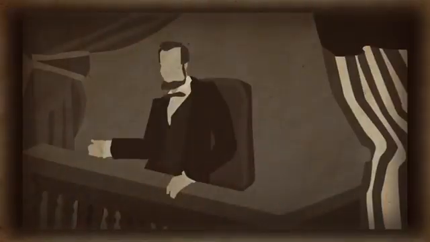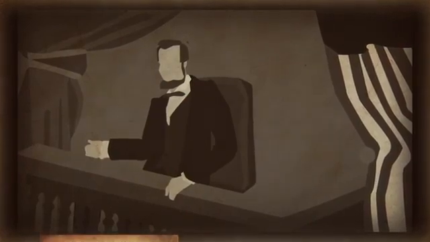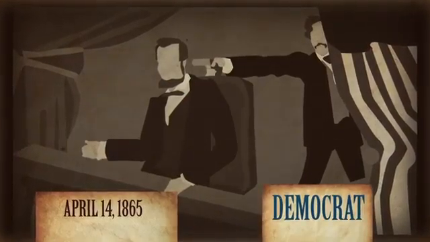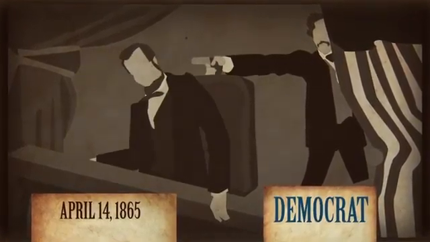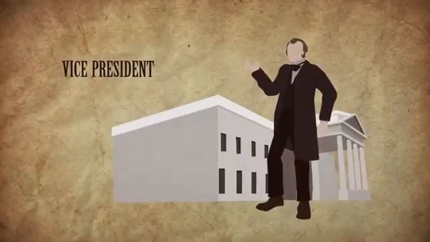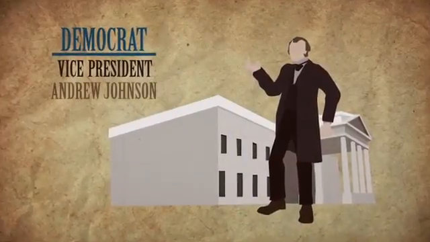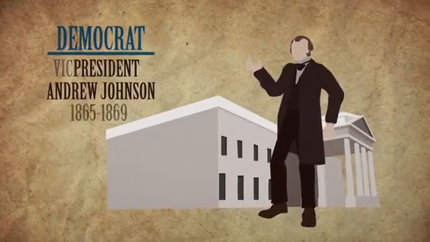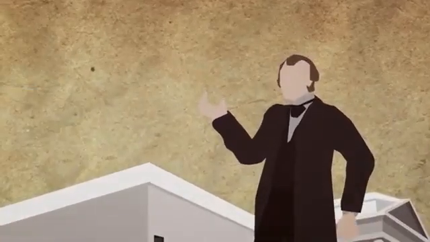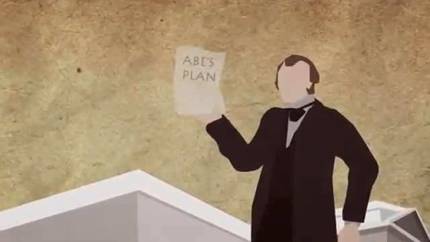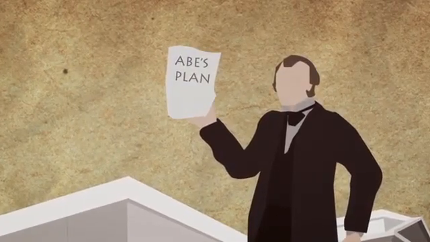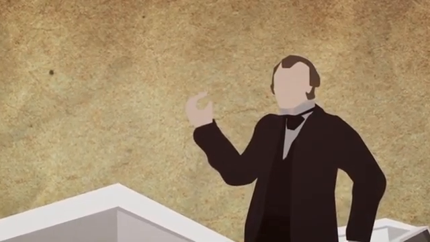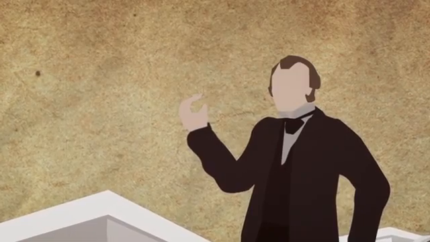6 days after the Confederate Army surrendered, John Wilkes Booth, a Democrat, assassinated President Lincoln. Lincoln's vice president, a Democrat named Andrew Johnson, assumed the presidency. But Johnson adamantly opposed Lincoln's plan to integrate the newly freed slaves into the South's economic and social order.